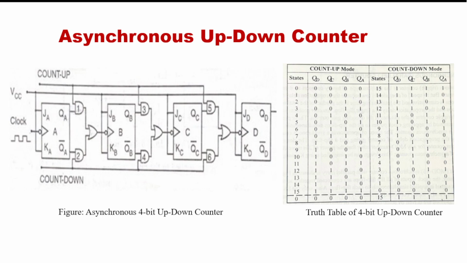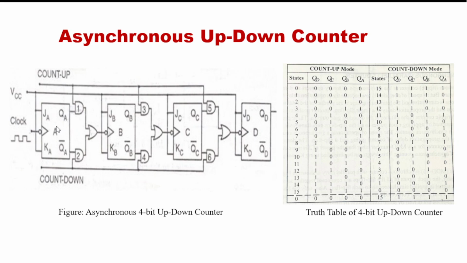So I just repeat once again that asynchronous means only the clock pulse is directly connected to the first flip-flop, that means flip-flop number A, and the output of the first flip-flop works as the clock pulse of the second flip-flop. The output of the second flip-flop works as the clock pulse of the third flip-flop, and this is a 4-bit up down counter. The output of the third flip-flop is connected as the clock pulse of the fourth flip-flop. It is a 4-bit.